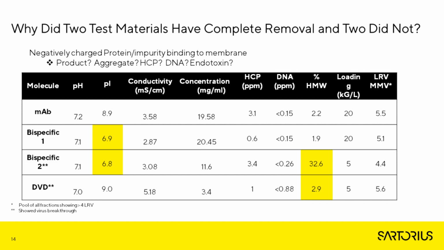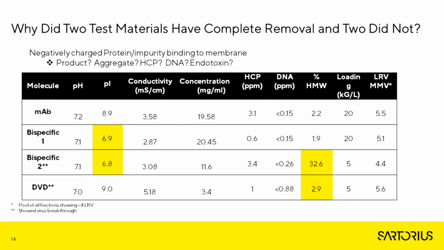So the MAB molecule showed complete virus retention all the way up to 20 kilograms per liter. And this is not unexpected as it has a high PI and it has low impurity levels. So that's not unexpected. Bispecific 1 also showed complete virus retention up to 20 kilograms per liter.